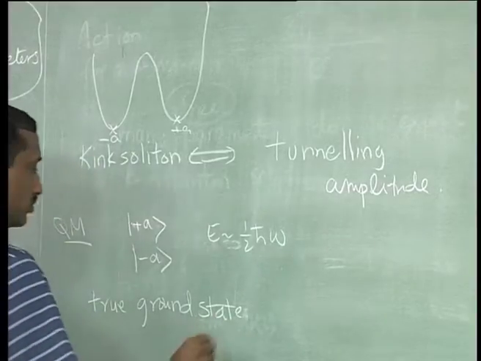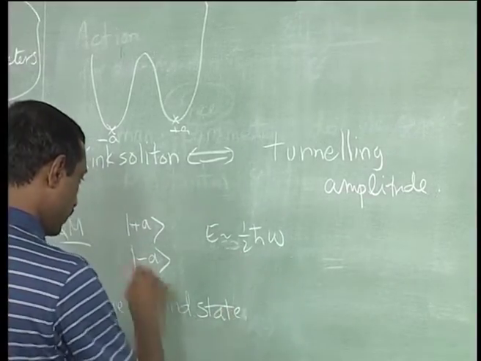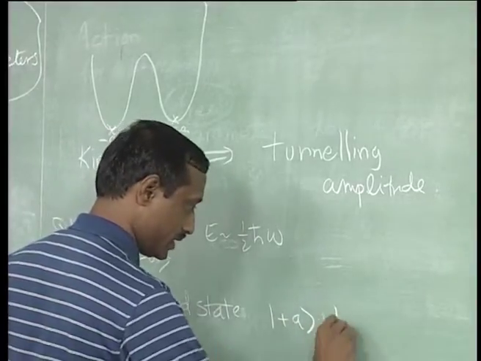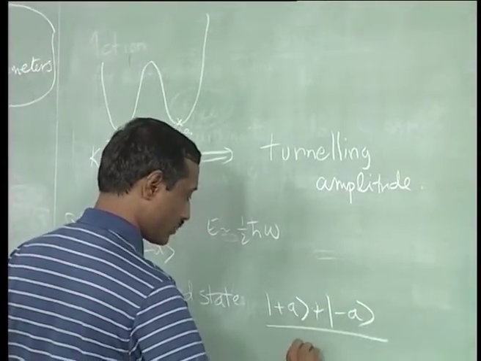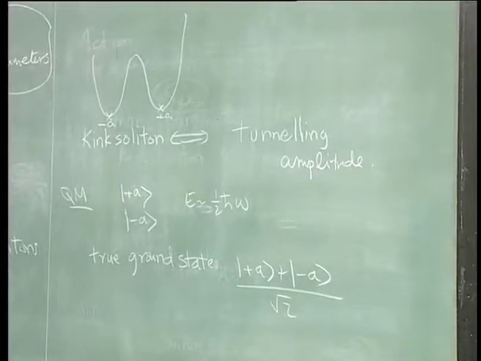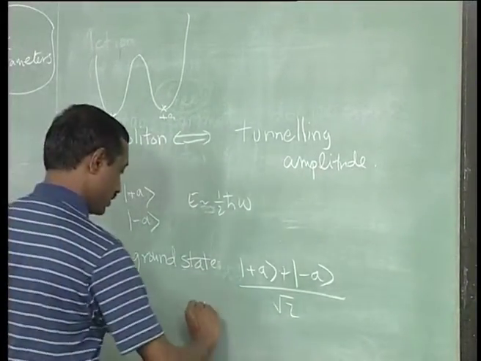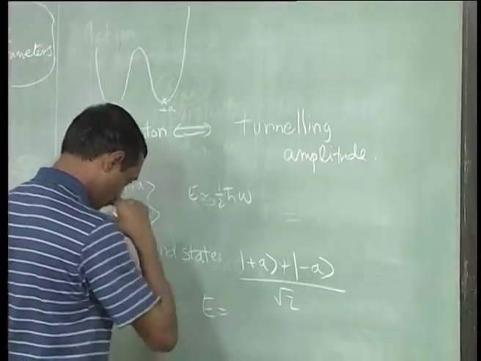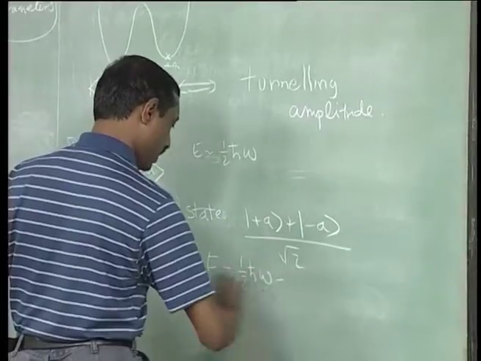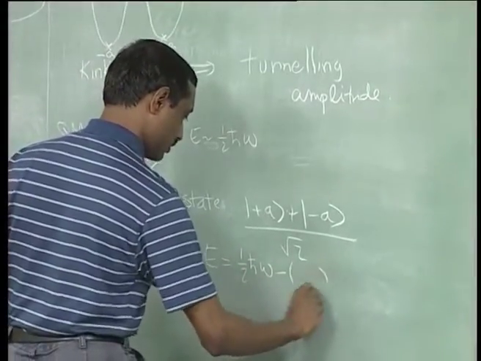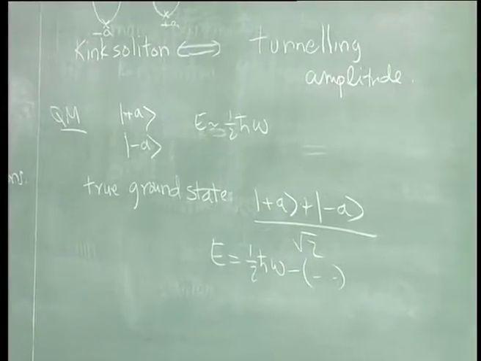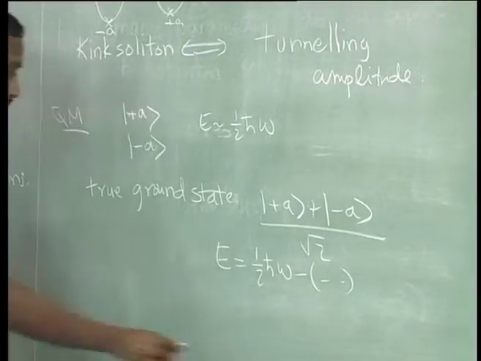But the true ground state would be a linear combination, and in this case because of symmetry a good guess would be something like this. And the energy would be minus something. And this is due to tunneling.